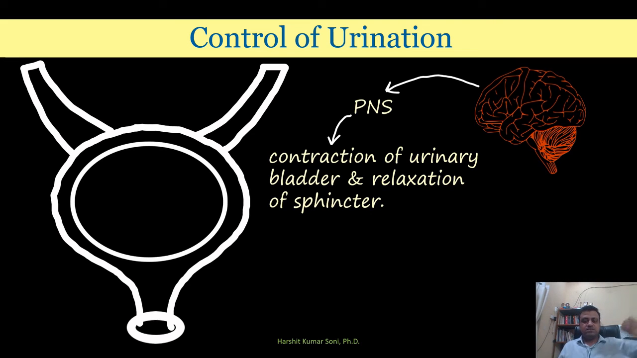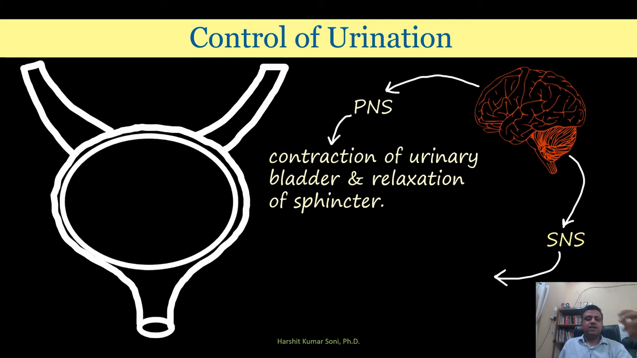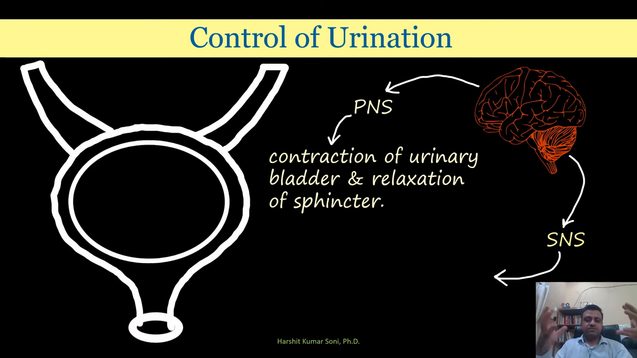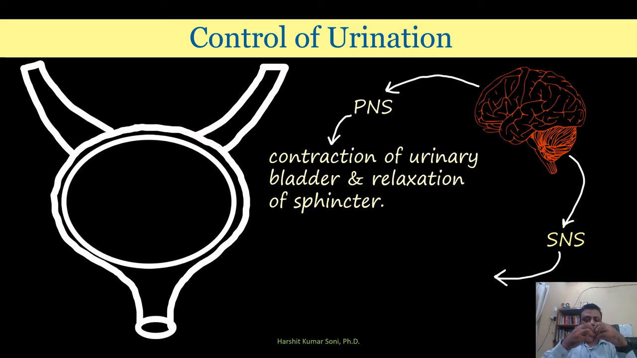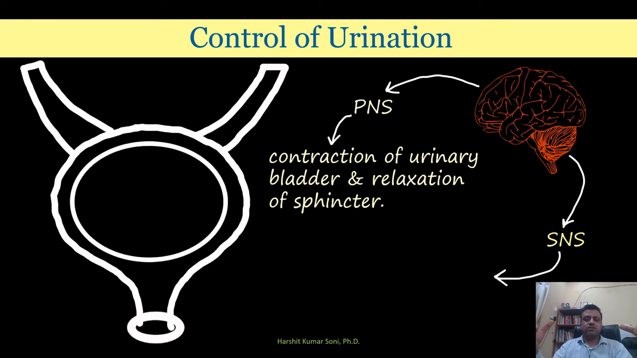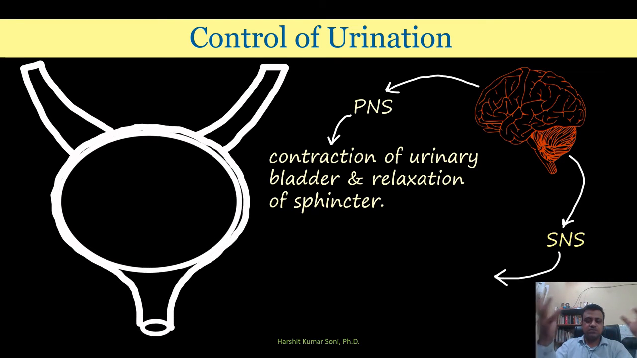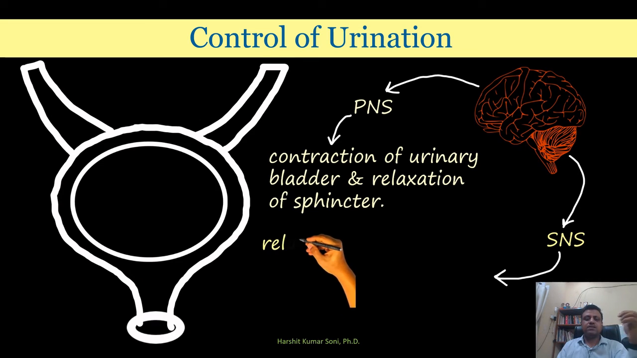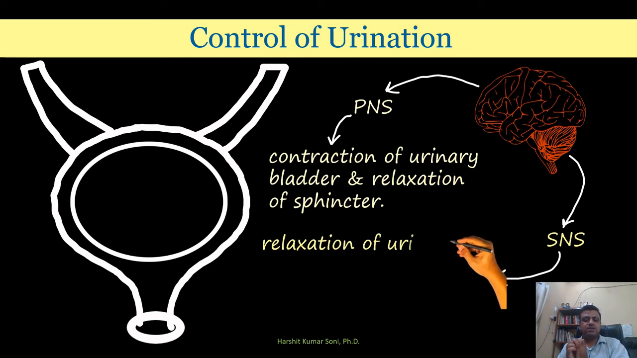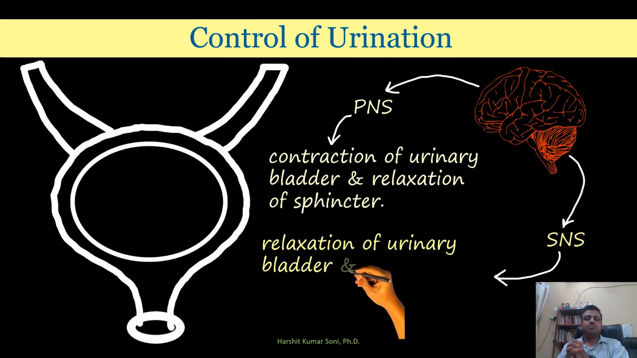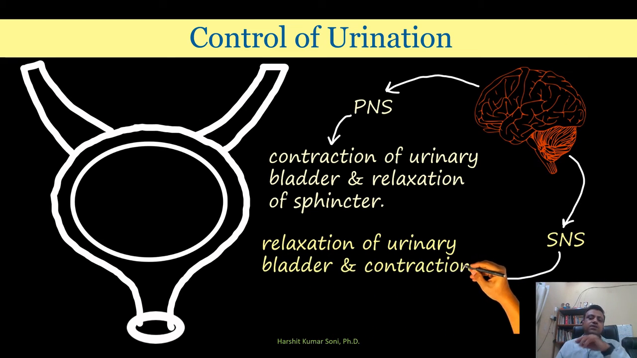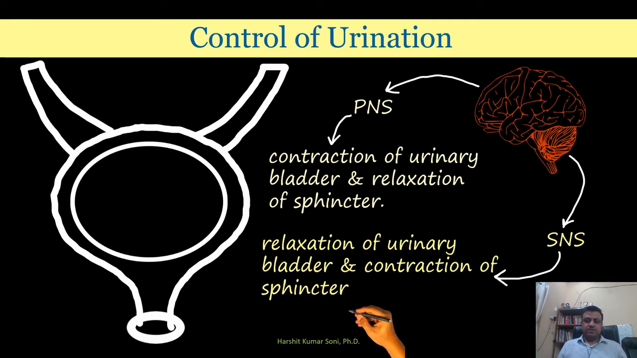The other nervous system which does the opposite of PNS is called the sympathetic nervous system, or SNS. It does the opposite. It is called the storage reflex. In the storage reflex, it relaxes the urinary bladder muscle and it closes the sphincter. So the contraction of the sphincter muscle and relaxation of the urinary bladder muscle is done by the sympathetic nervous system. So what do we learn?